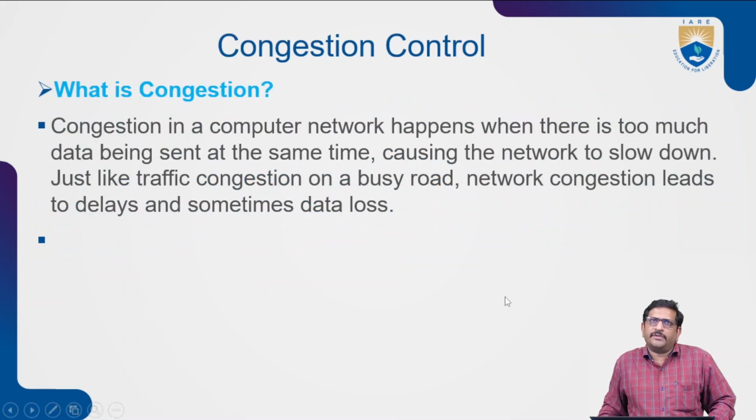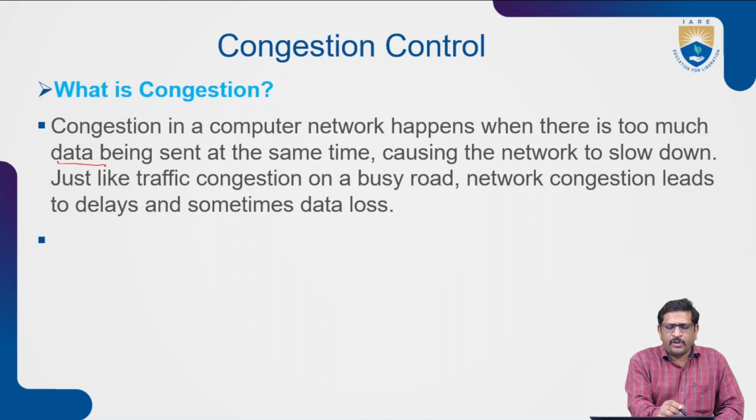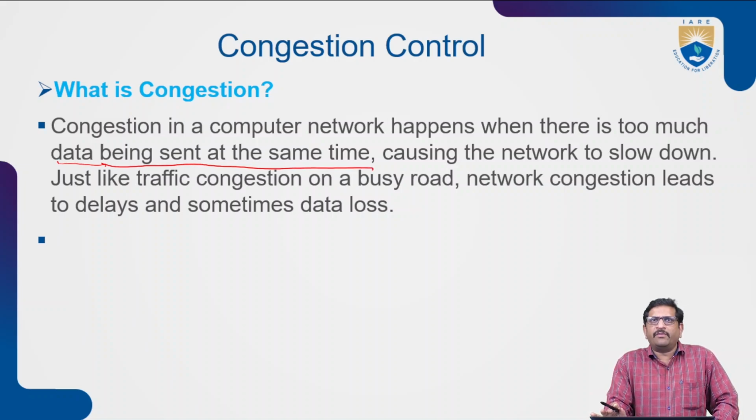What is congestion? Congestion in a computer network generally happens when too much data is being sent at the same time. If the sender is loading more data onto the network, congestion will arise, which causes the network to slow down due to heavy traffic.